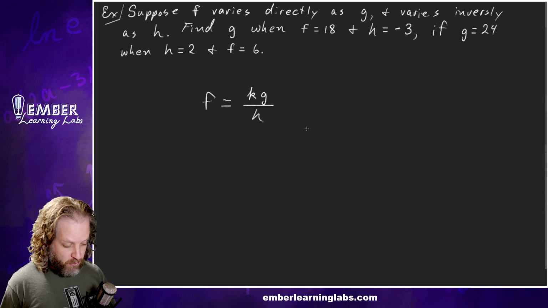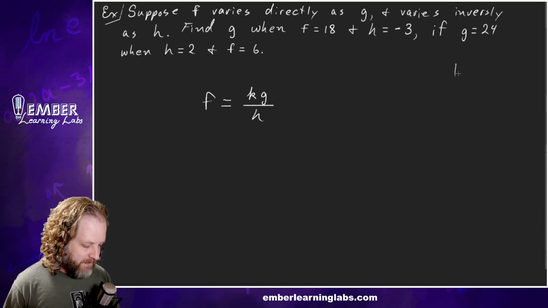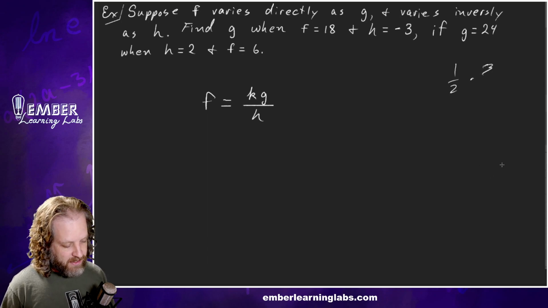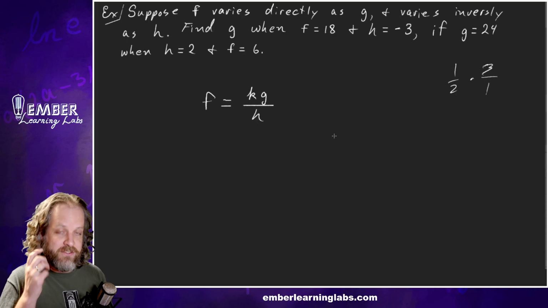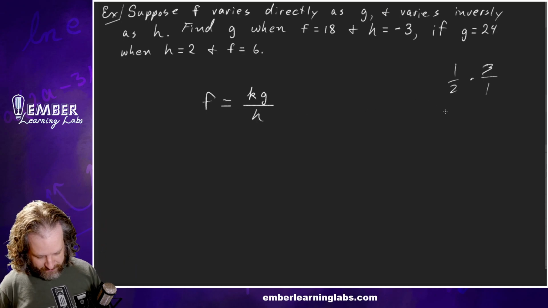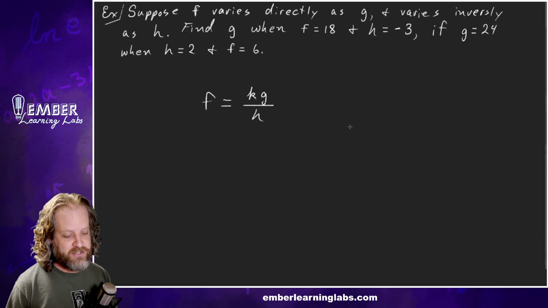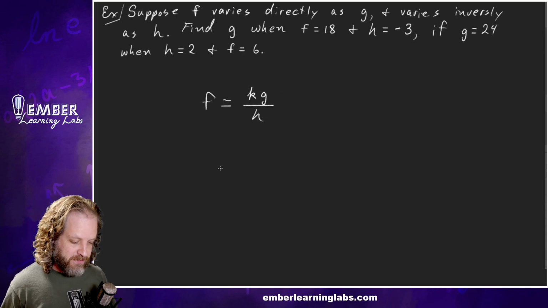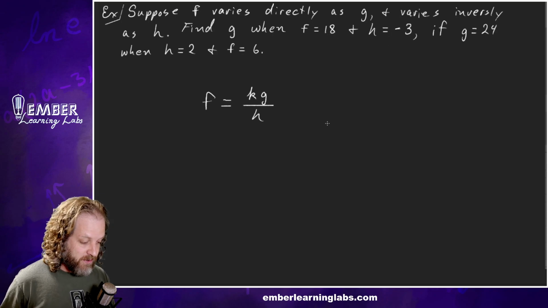Now, you might be like, well, does the fraction go underneath the g or the h? Well, remember that if I multiply 1/2 times 3, then I would put the 3 over the 1, so the top is on the top and the bottom is on the bottom no matter what. So, I'm going to write the fraction bar across the whole thing, but it really doesn't matter is the gist of what I'm telling you. So there's our formula. There's our setup. Find g when f equals 18, h equals -3.